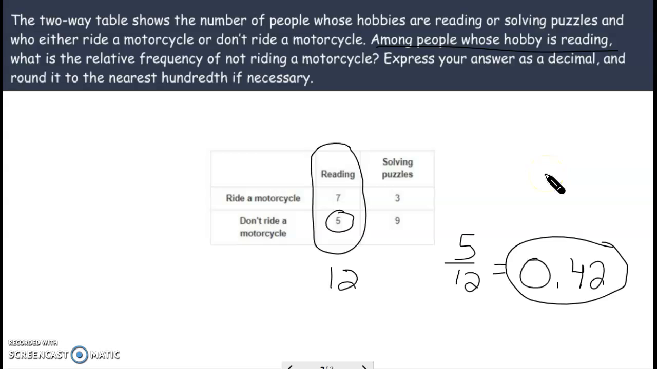So if your hobby is reading, there is a 42% chance or 0.42 chance of that person not riding a motorcycle based on this survey. So it's a quick example of relative frequency.